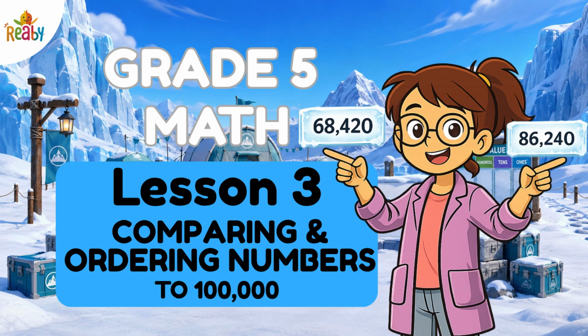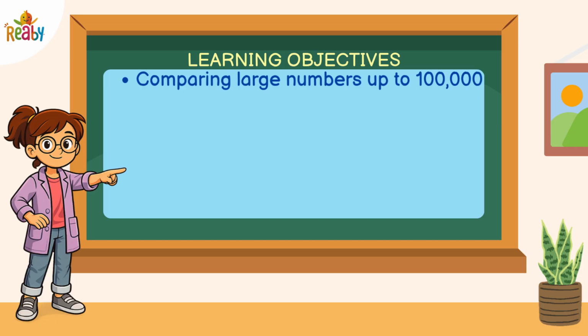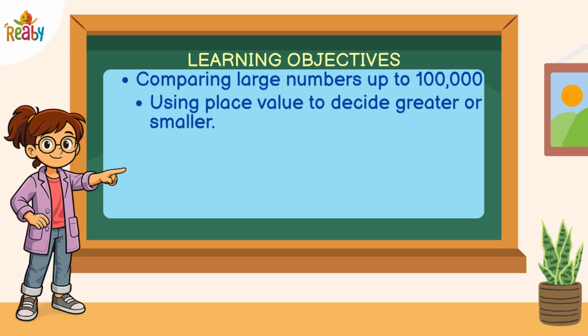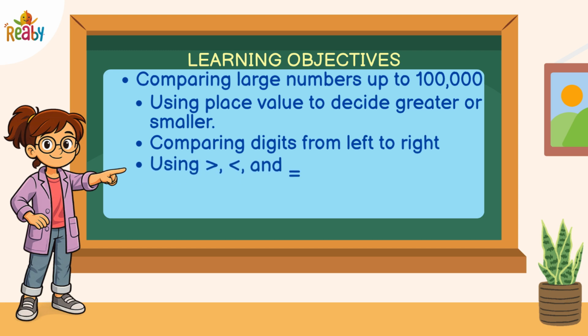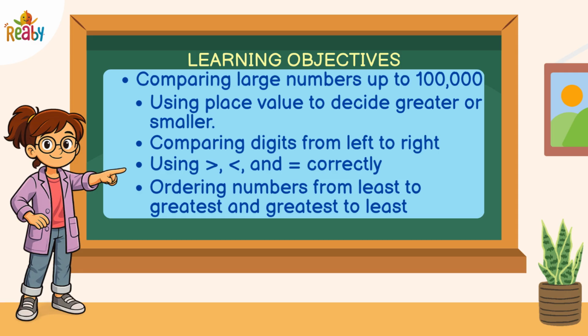Today, the R Squad is continuing the Glacier Ridge expedition at Snowfield Base Camp, and our mission is to compare and organize big numbers. Before we get started, here's what we're learning today. Comparing large numbers up to 100,000. Using place value to decide greater or smaller. Comparing digits from left to right. Using greater than, less than, and equal to symbols correctly. And ordering numbers from least to greatest and greatest to least. We won't guess. We'll use place value to understand number size.